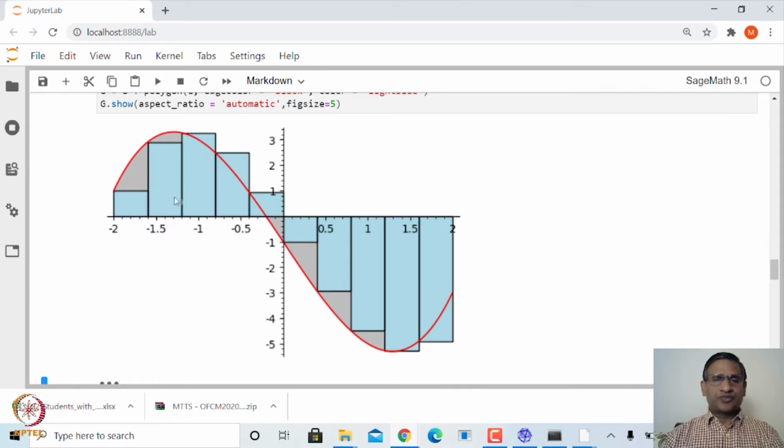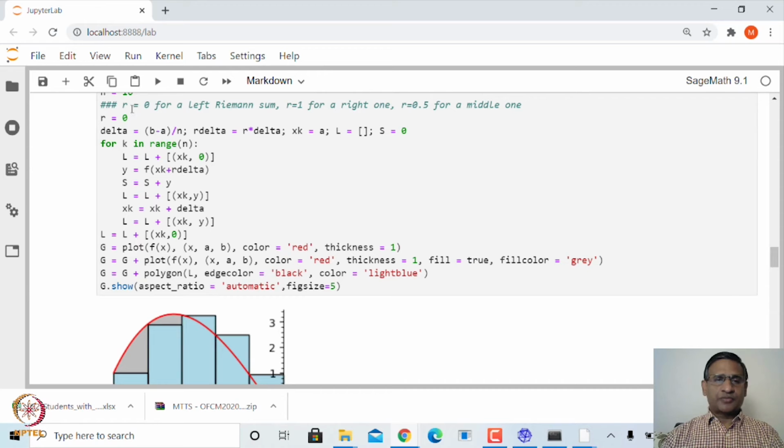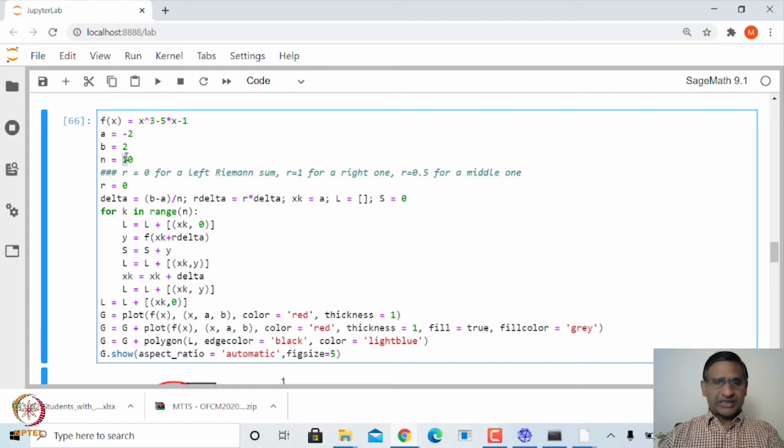So, if you try to approximate the integral using the sum of the area of these rectangles, you will see that these portions are left out, whereas this is extra calculated. So, you expect that to have some error, whereas if you increase the number of intervals into which you are dividing, at present we have taken 10, now suppose let me make it 30.